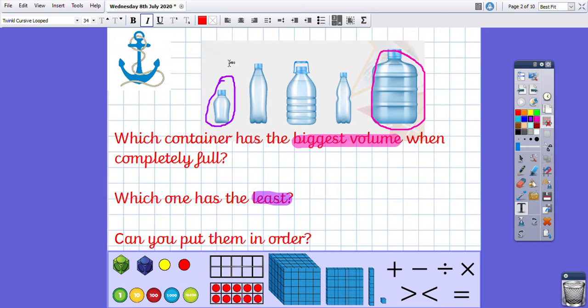Okay, let's go smallest to biggest. So this one would be first. So it'd be 1, 2, 3, 4, 5. And that is the order from smallest to biggest.